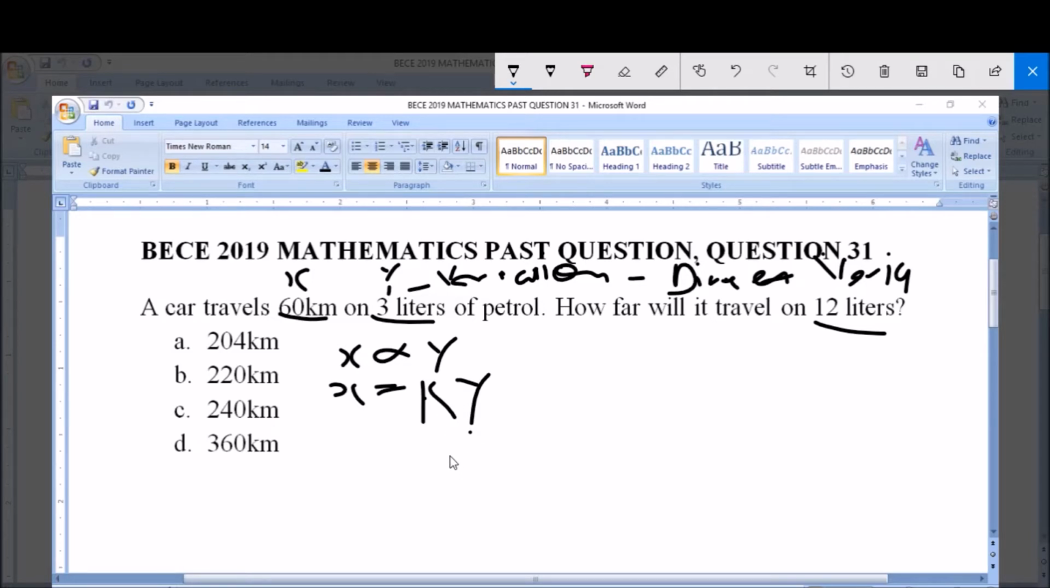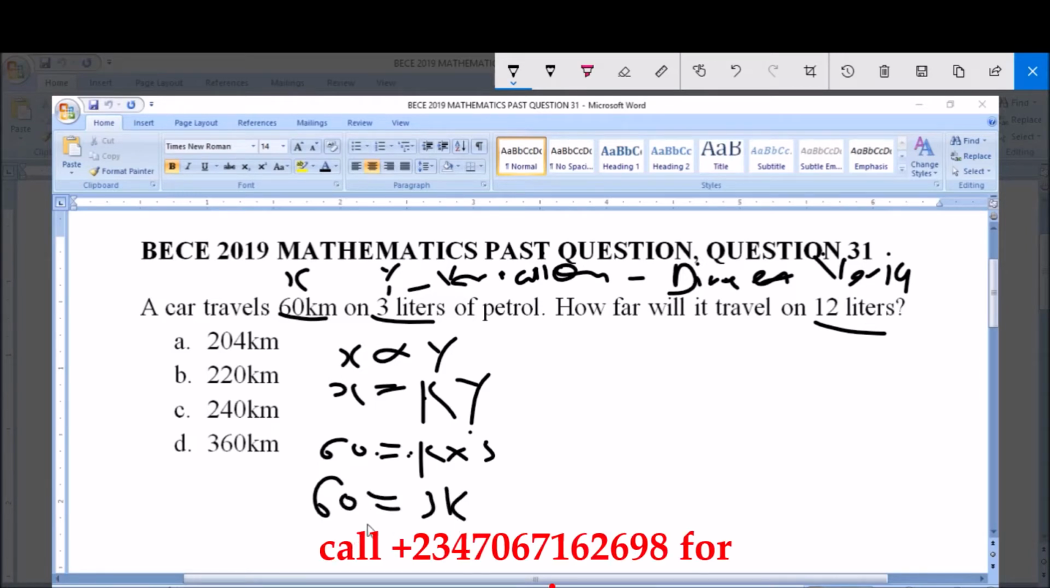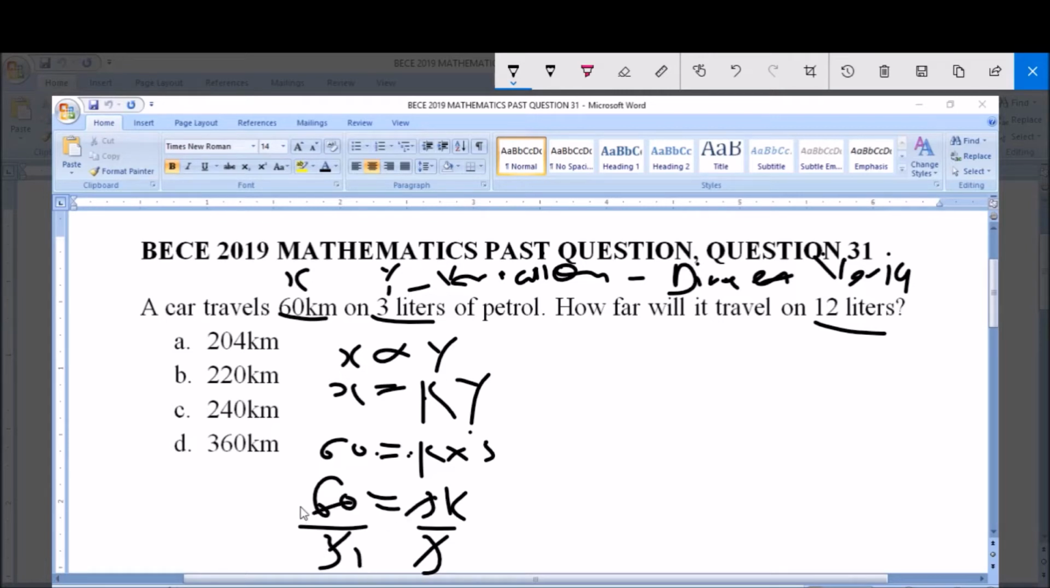Now we have to find our constant K. So we have that X is equal to 60, and 60 is equal to K times 3, where 3 is the number of liters of petrol. So 60 is equal to 3K. Therefore K is equal to what? We divide both sides by 3. We cancel the 3 here, and 60 divided by 3 gives us 20. So K is equal to 20. Our constant is 20.